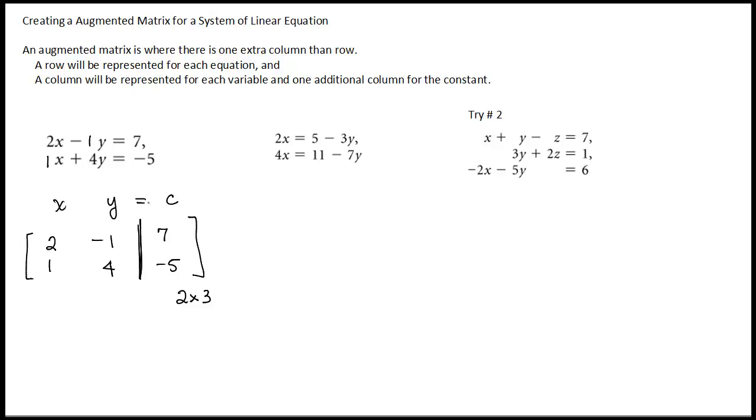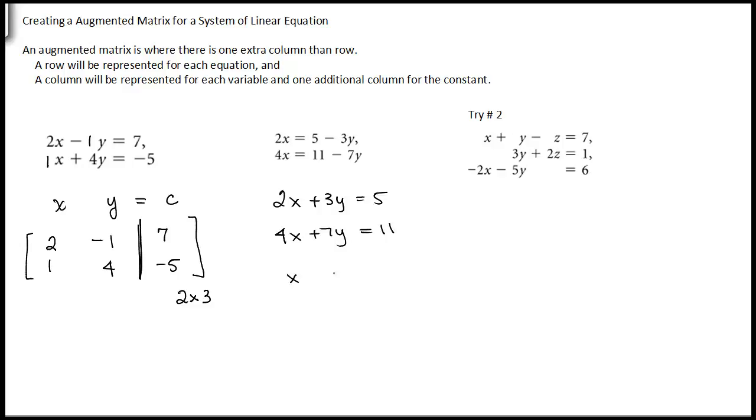Before we can write it as an augmented matrix, we have to make sure we have it in the proper form. And the proper form is the fact that the x and y must be on the same side, with constants must be on the other side. So for the middle example of 2x is equal to 5 minus 3y, and 4x is equal to 11 minus 7y, the first thing we need to do is we need to move the 3y and the 7y to the other side. So that will give me 2x plus 3y is equal to 5. 4x plus 7y is equal to 11.